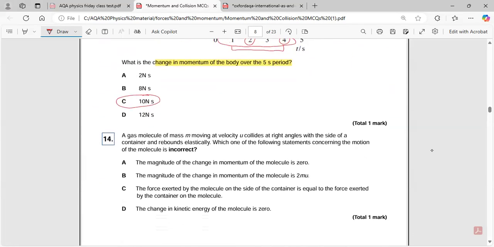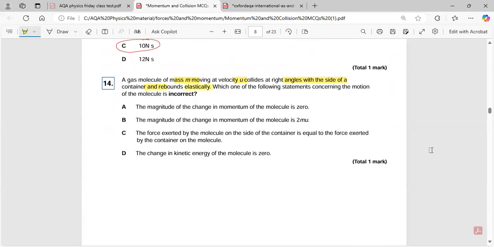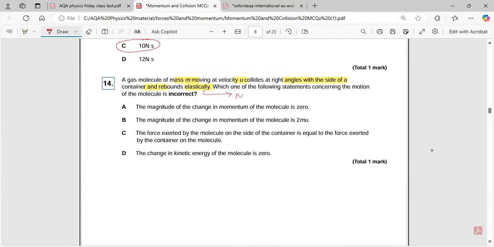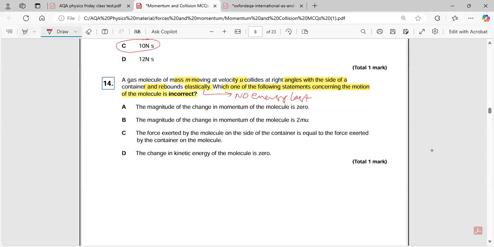Okay. Question number 14. A gas molecule of mass m moving at velocity u collides at right angles to the side of a container and rebounds elastically. Elastically means there is no energy loss, right? No energy loss. And that is ideal collision. Which one of the following statements concerning the motion of the molecule is incorrect? It means three are correct and one is incorrect. The magnitude of change in momentum of the molecule is zero.